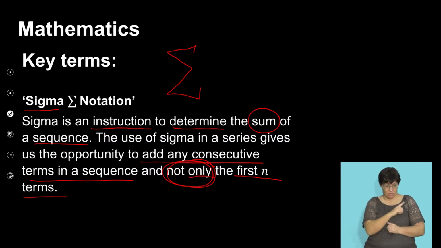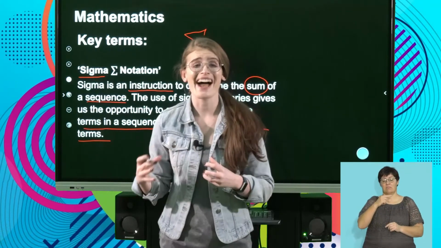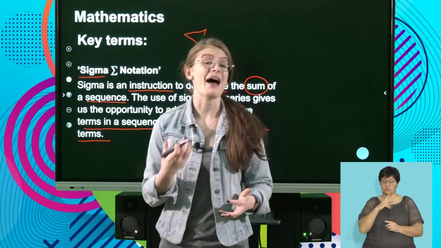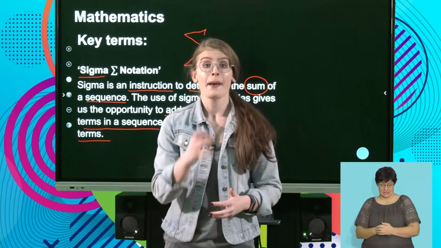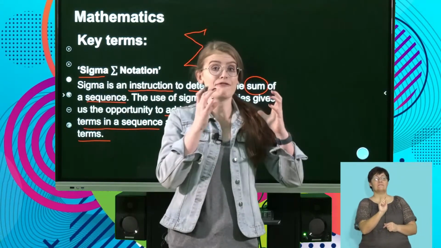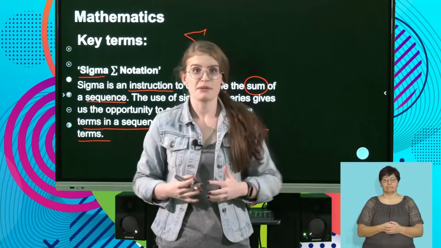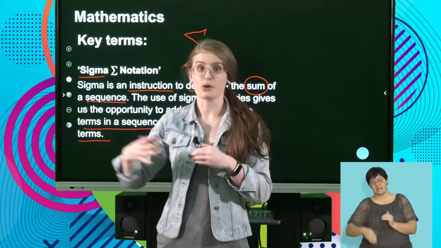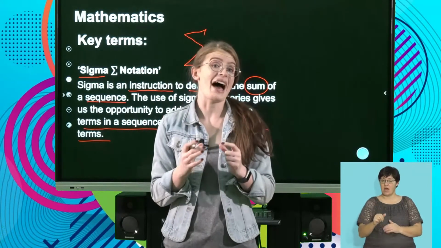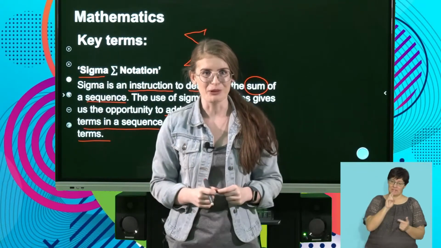So hopefully everyone's with me so far. Sigma is an instruction to add terms in a sequence together. So it relates to series because I'm adding terms together. But the cool thing with sigma is that it doesn't have to just be the first n terms. I can start my addition from possibly term 5 going up to the end, or term 7 to term 11. Sigma allows us to add a portion of the sequence together. Let's go back to the board.